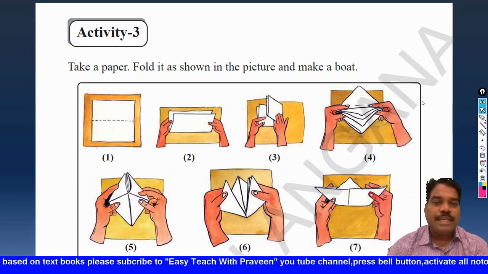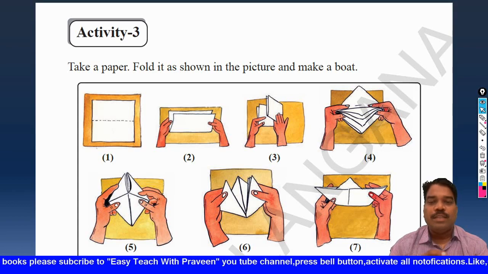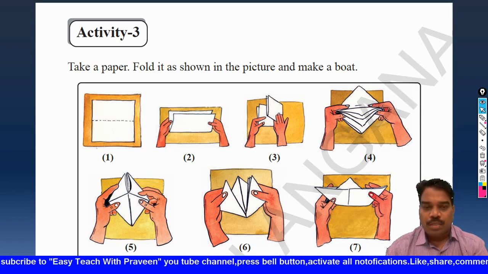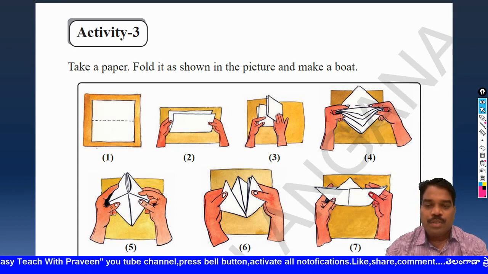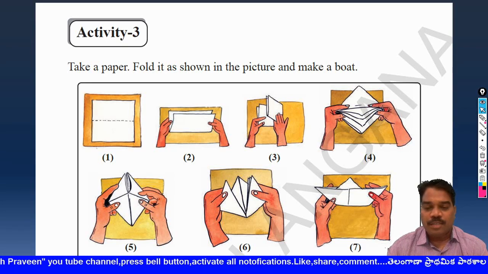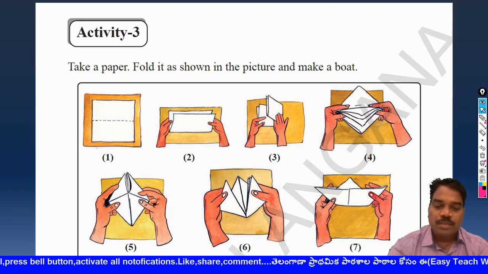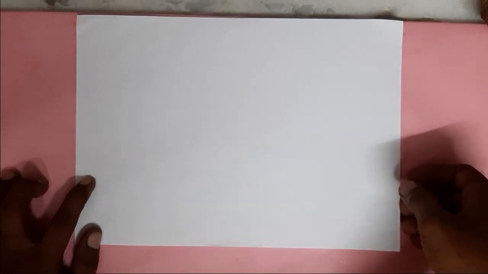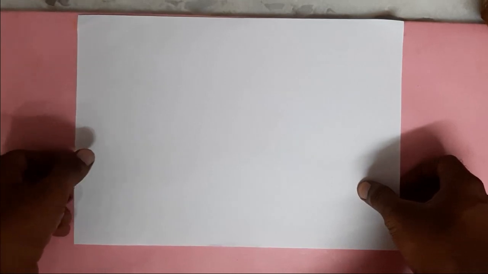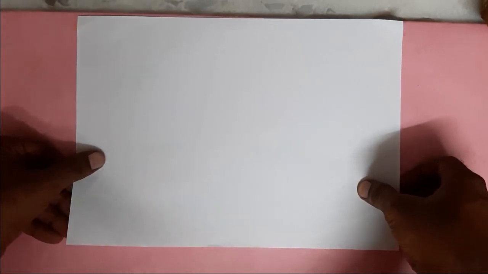Right, take a paper, fold it as shown in the picture and make a boat. Let us watch. So right children, now we are going to fold this paper so many times and then we will get a shape. What is that shape? You have to guess and tell us.